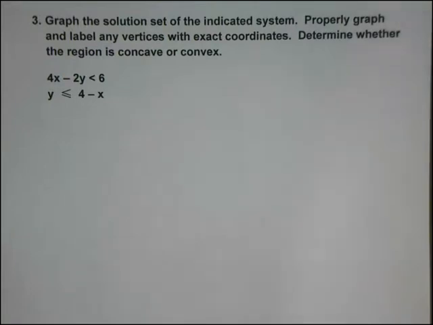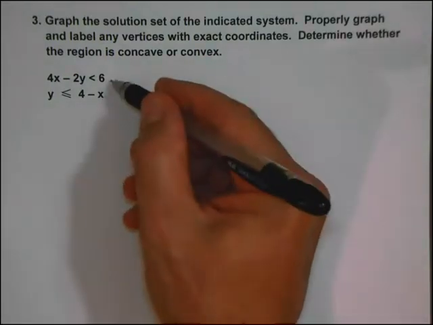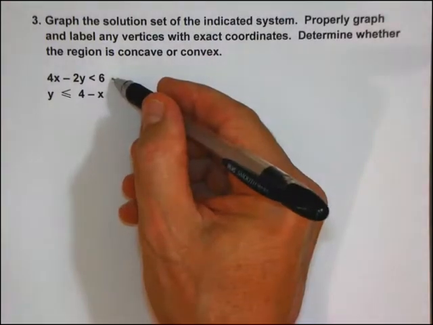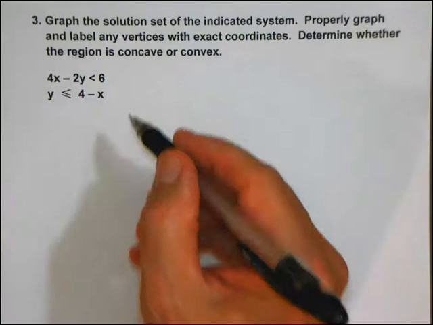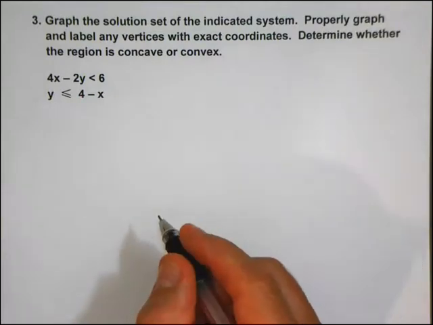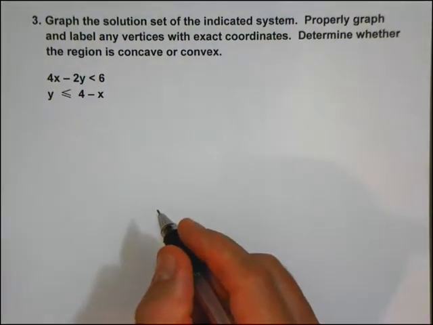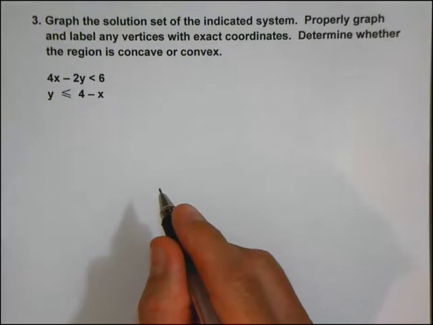Alright, looking over this system, looks like this is a linear inequality. The graph will be a half plane. This is a linear inequality. Its graph will be a half plane. So we have the intersection of two half planes here. We're expecting a region to have linear boundaries at the very least.